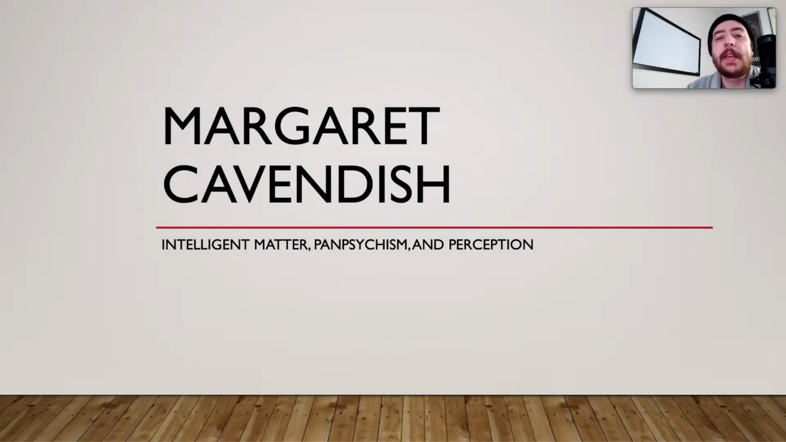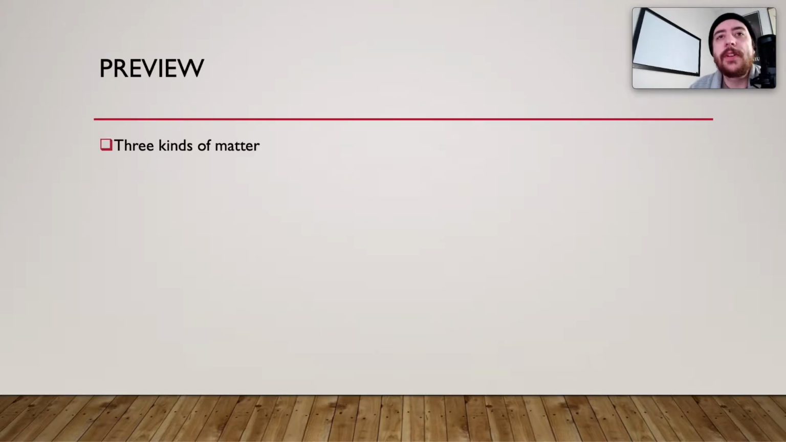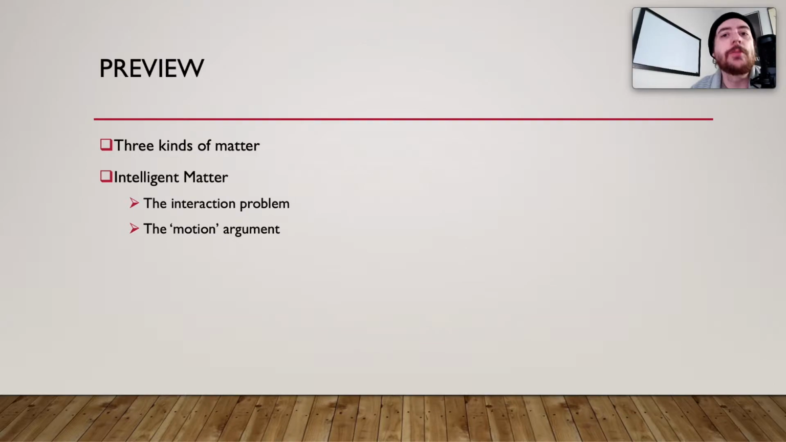This video is going to be taking a look at Margaret Cavendish on the intelligence of matter, panpsychism, and perception or sensation. So in this video we'll start out by introducing three kinds of matter that Cavendish has in her philosophical system, and then we'll talk about her reasons for thinking that matter is intelligent. We'll talk about her use of the interaction problem and what I'm going to call her motion argument. Then we'll look at her reasons for panpsychism, for thinking that this intelligence is spread out throughout all of the universe.